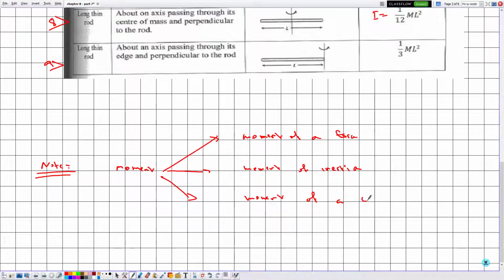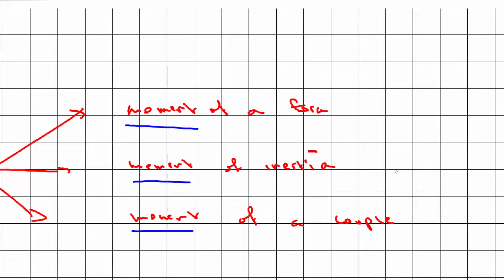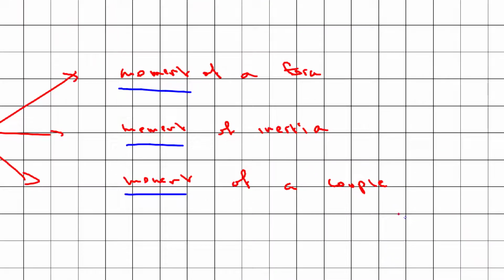So the word moment alone doesn't mean anything except for rotation. So we are talking about the rotational version of the force. We are talking about the rotational version of the mass, which is the inertia, and we are talking about the rotational version of the couple.